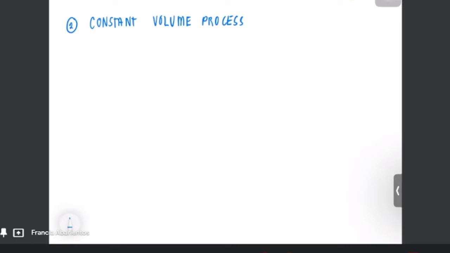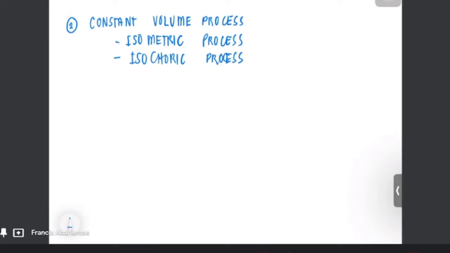So, that is isobaric. So, sa constant volume process class, tinatawag din siya na isometric process. Okay, pwede din siyang isometric process. And also, isochoric process. Okay? So, that is now the constant volume process.